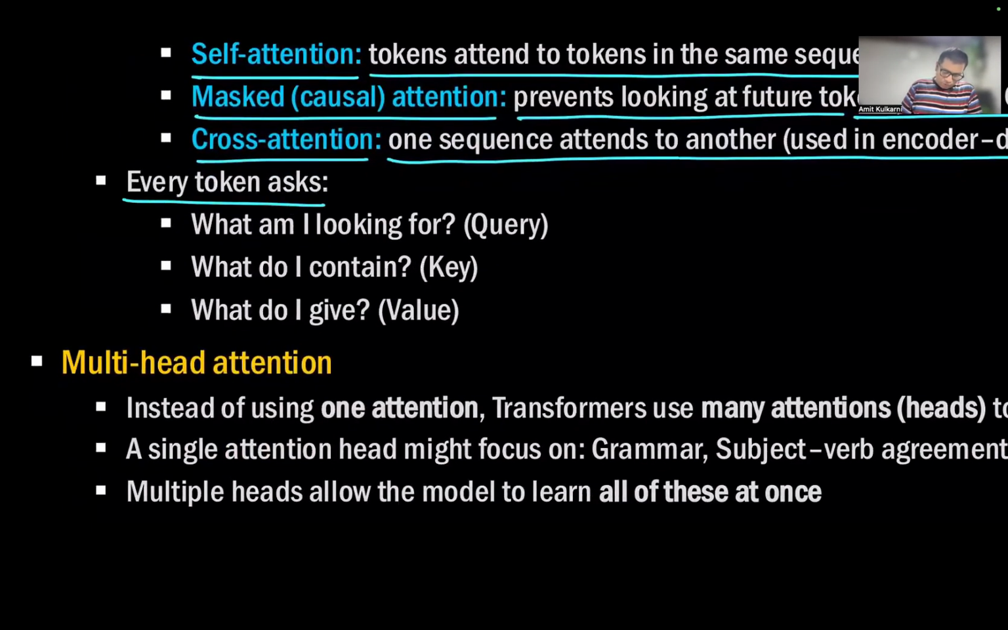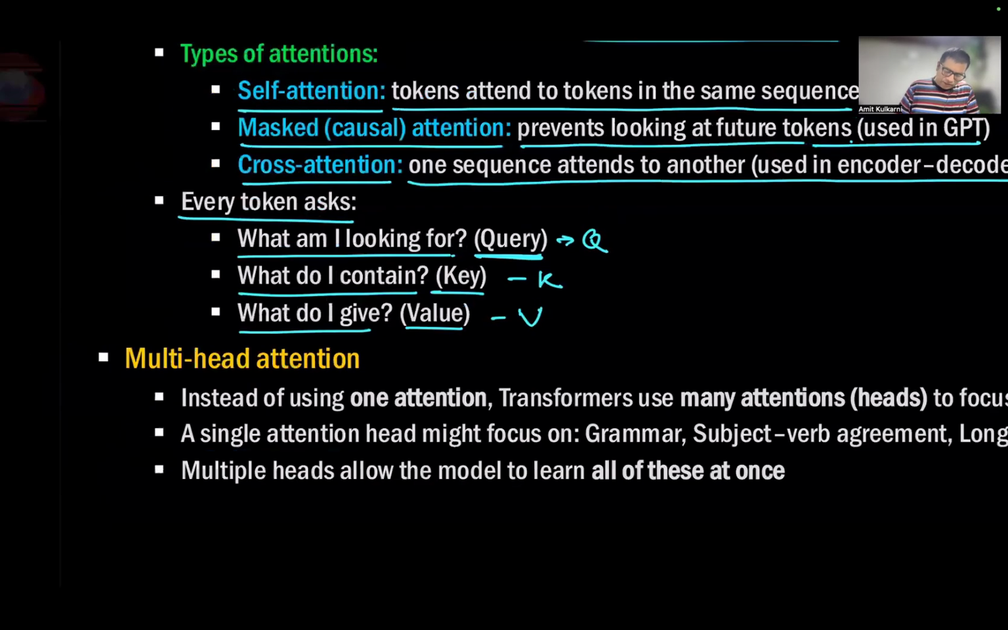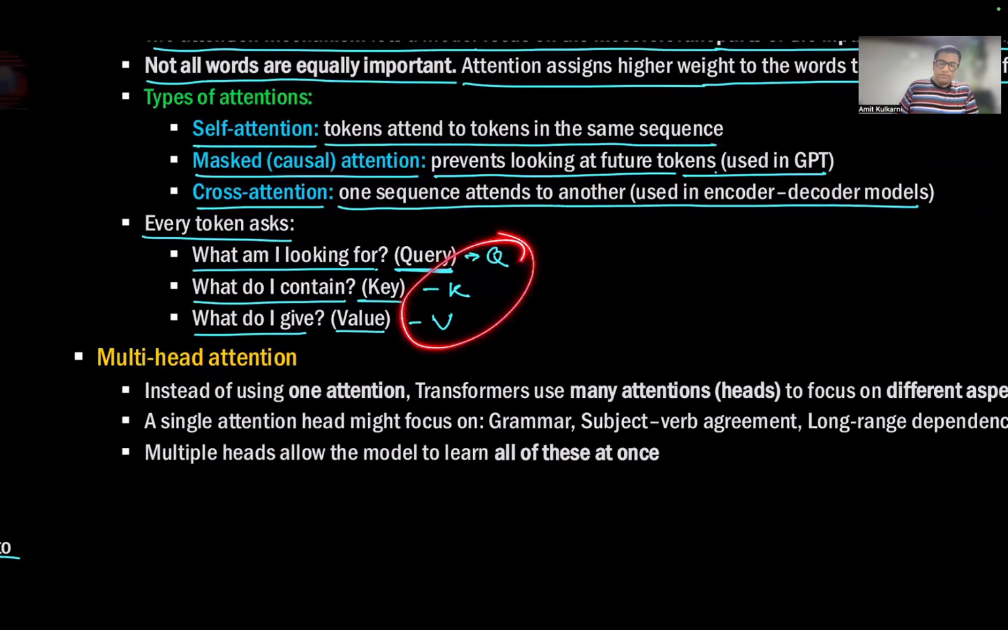Every token asks, what am I looking for? This is called the query in the attention mechanism, Q. What do I contain, or what's inside me? It's called the key, K. And what do I give? It's called the value, or V. These are the three vectors we'll be using: Q, K, V.